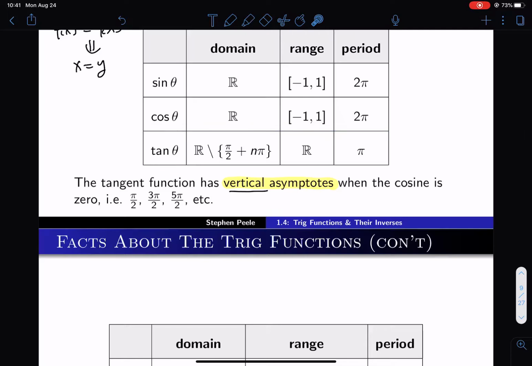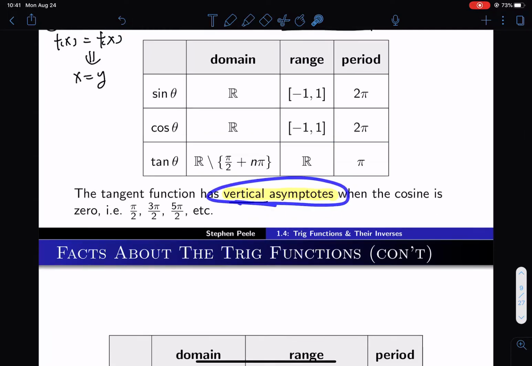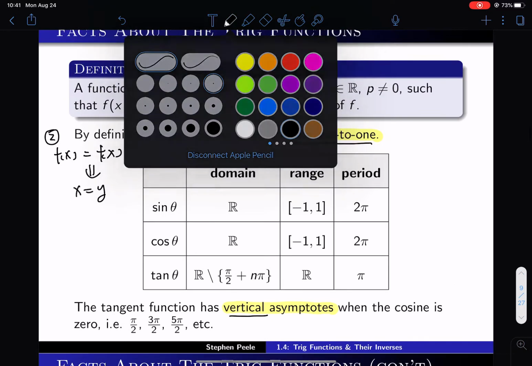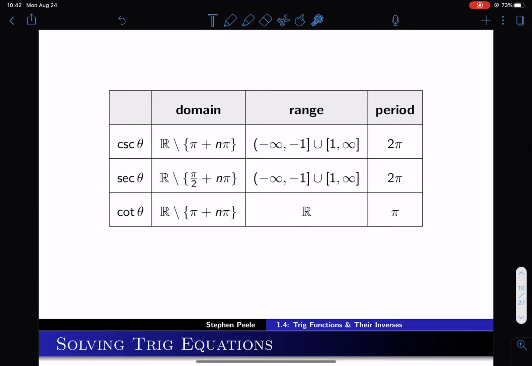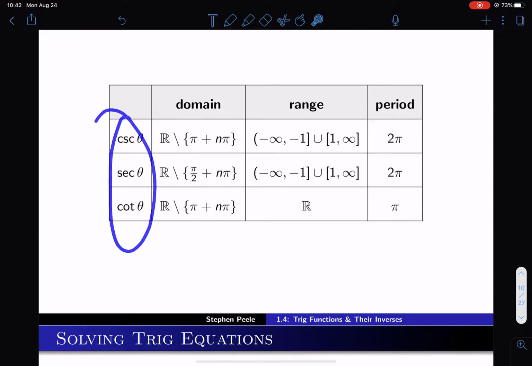Tangent is a little bit different. The tangent function has a vertical asymptote. If you try to draw the function graph of tangent theta, it's like this one. So you can see here, we have a vertical asymptote, and this one is pi over 2. So the vertical asymptote is this line. And the next one, range and domain for the 3 functions.